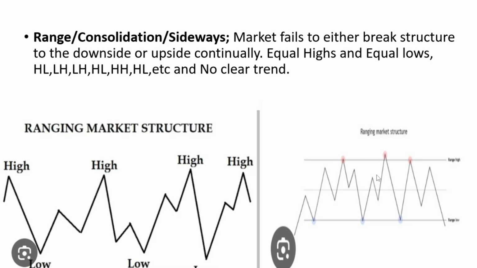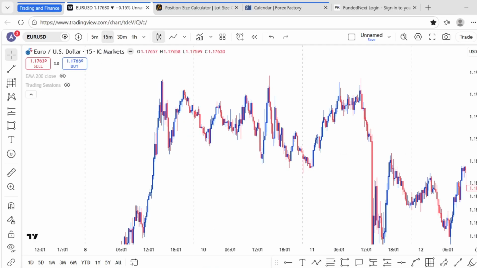So you don't even know where the market is going. As it looks like it's going up, it will turn and start going down. As it looks like it's going down, it will turn and start going up. So it doesn't have a clear direction, and sometimes it creates equal highs and equal lows. That's what a ranging market structure does. And as a trader, you want to stay away from such market structure. Okay, let me show you real chart examples of the range market structure.